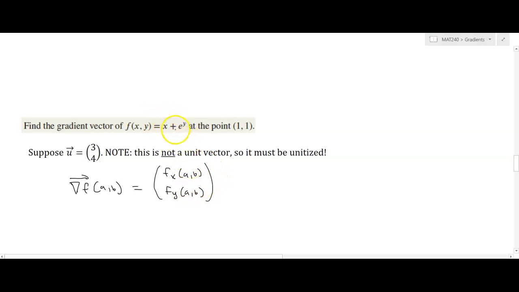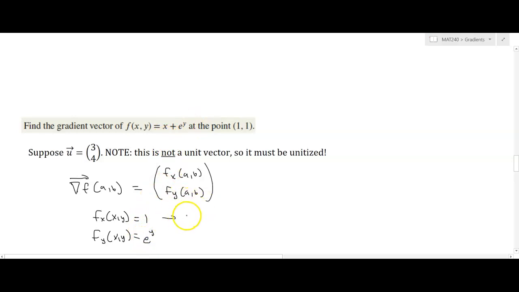So the first thing I need to do is compute the partial derivatives of this function. And so f sub x of (x, y), just the general function: the derivative of x with respect to x is 1. The derivative of e to the y with respect to x is 0. That's a constant. f sub y at the position (x, y): the derivative of x with respect to y is 0. The derivative of e to the y with respect to y is e to the y.